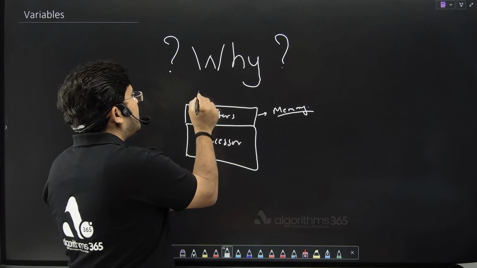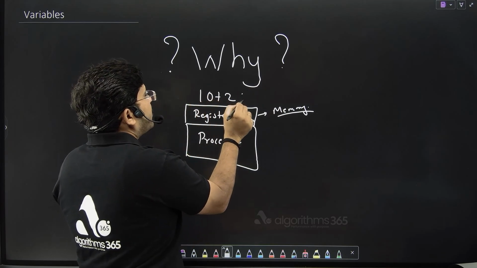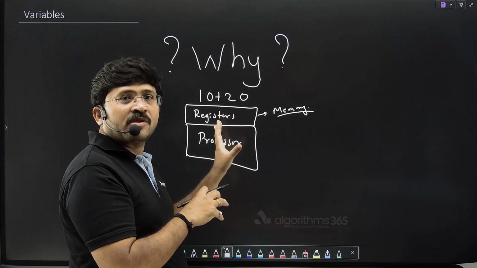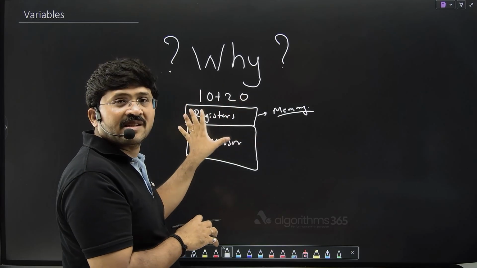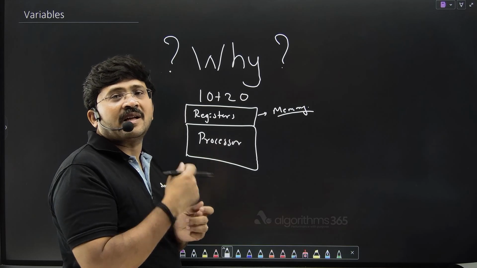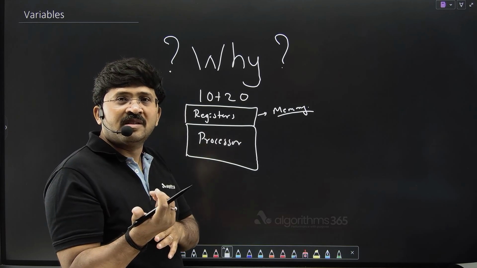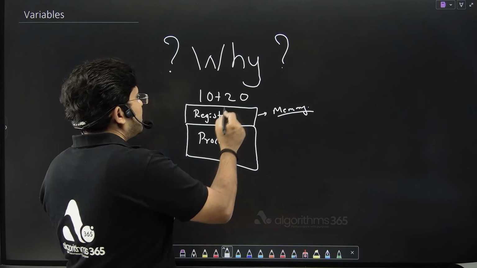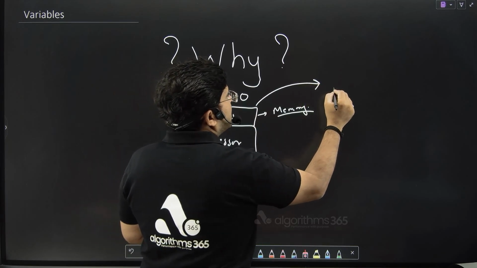Let's say you want to add 10 with 20. These values have to be copied to the processor, to its memory, which is registers, and then you perform that mathematical operation or arithmetic operation or a logical operation, and then the final result is given back to the program.